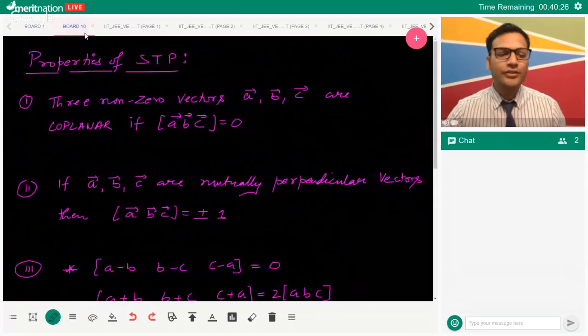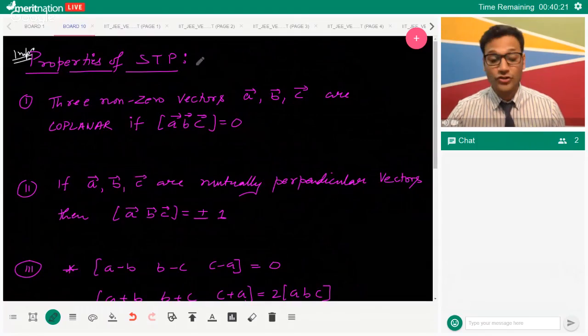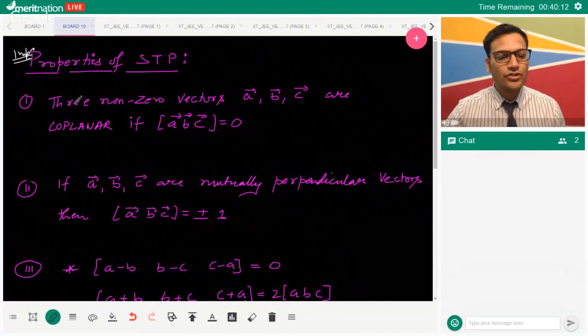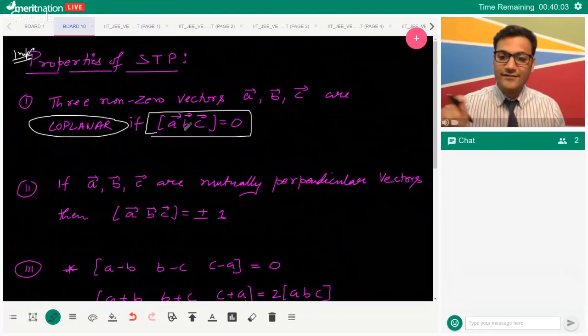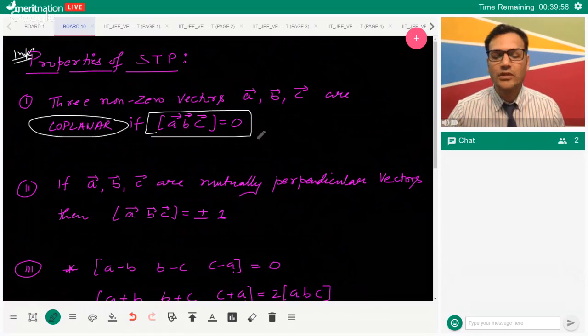Now, very important properties of scalar triple product. These are a few important properties which you must remember because they can be directly tested and used in the JEE examination. I'll show you a few examples wherein you can see these things happening. If three non-zero vectors A, B, C are coplanar, this is the necessary as well as the sufficient condition: if and only if [A B C] is equal to 0, the scalar triple product of A, B, C is equal to 0. Most of you already know about it.